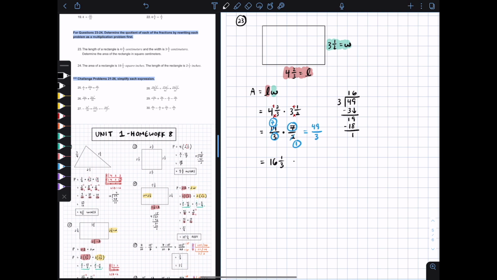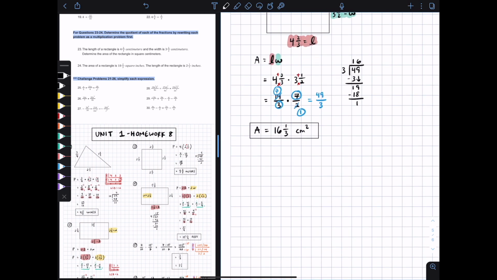And I think we have centimeters squared, right? Square centimeters. That would be the area of this rectangle if those were the dimensions. Okay, there's 23. Next we have 24. 24, slightly different problem.